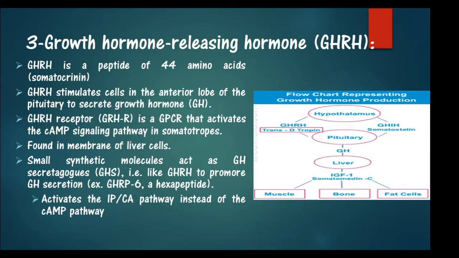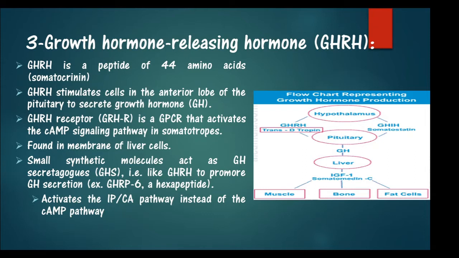So the third hormone is the growth hormone releasing hormone, which is a peptide of 44 amino acids, also known as somatocrinin. And GHRH stimulates cells in the anterior lobe of the pituitary, that is the anterior pituitary, to secrete growth hormone. So the receptor is the GHRH receptor. It is a G protein coupled receptor that activates the cyclic AMP signaling pathway through PKA.